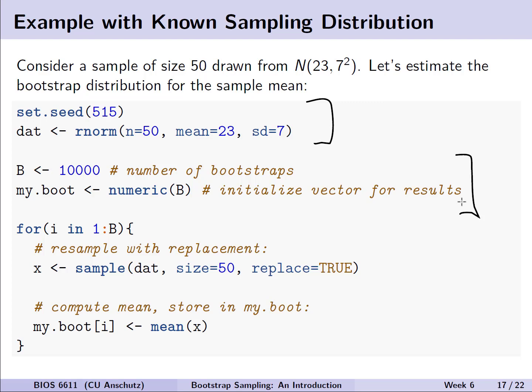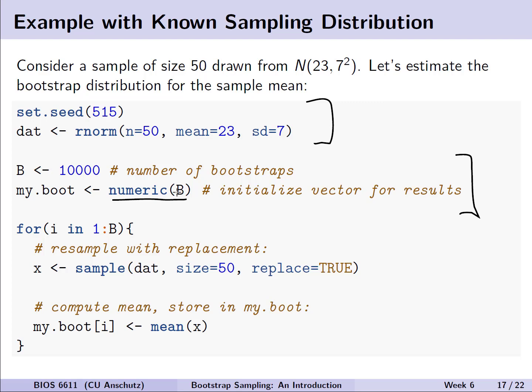Here in our code, then, we're going to define b, which will be our number of bootstraps we wish to generate and sample. And we're going to then initialize a vector for results, which one nice way to do this as well that we haven't necessarily seen previously is using numeric(b), which will create our vector of length b to store our results in.